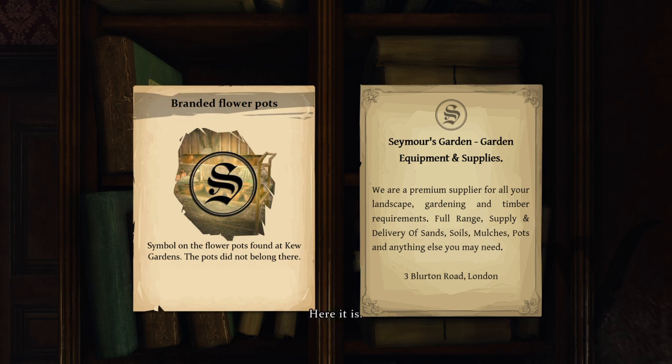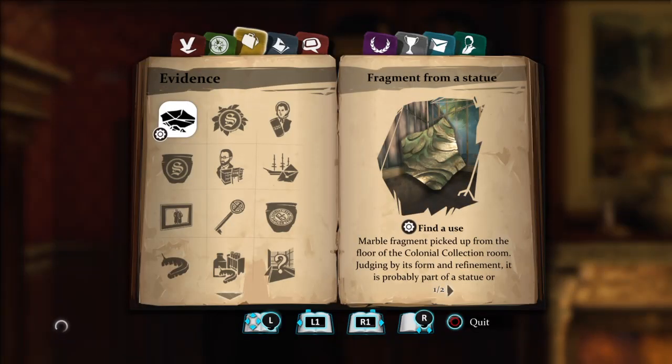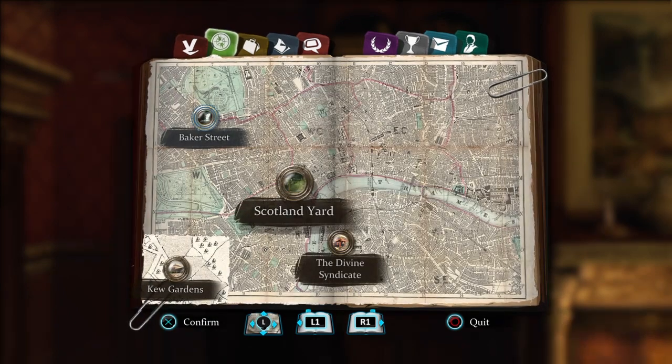Here it is. Does it help me in any way? No, it does not. Yeah, it was a bust. Come on. Let's end this one. Let's go to Scotland Yard.